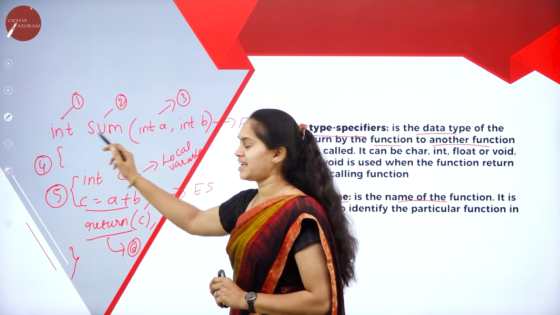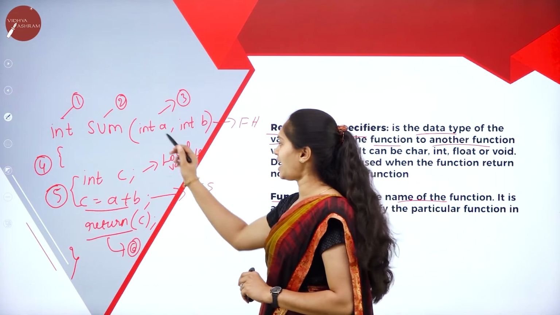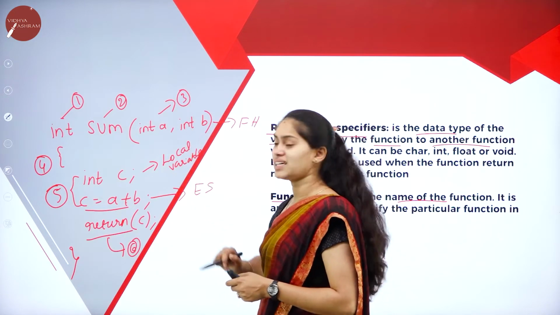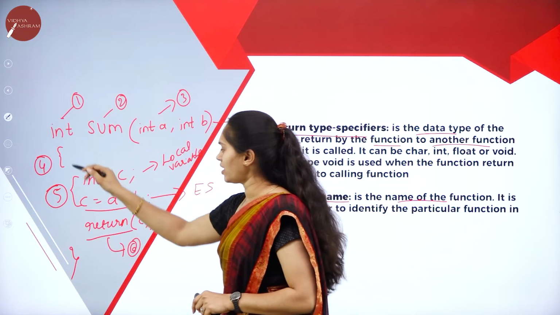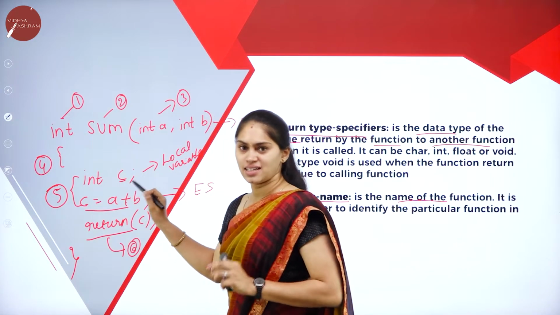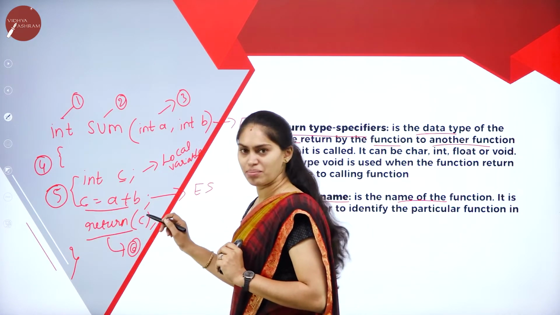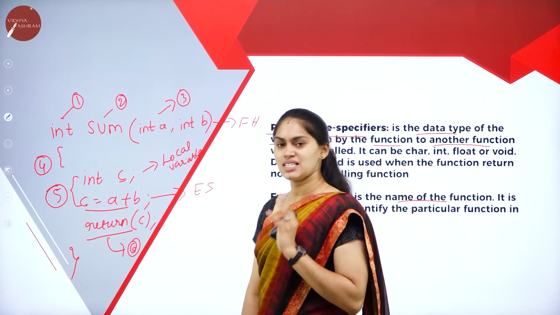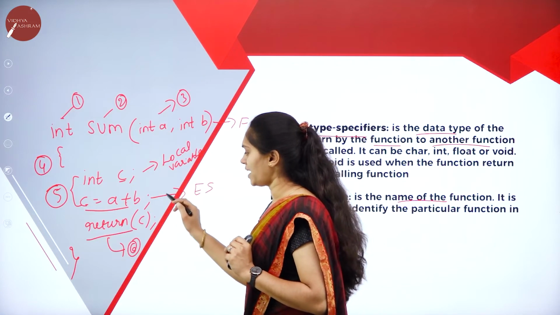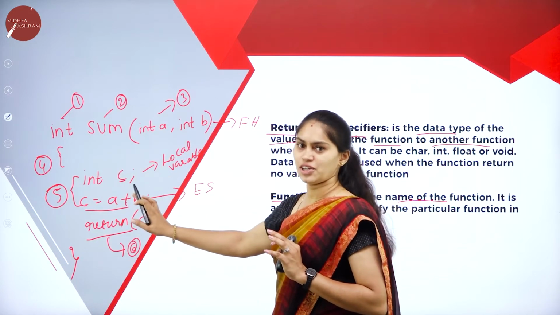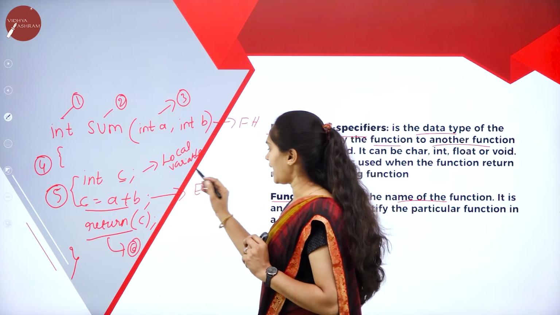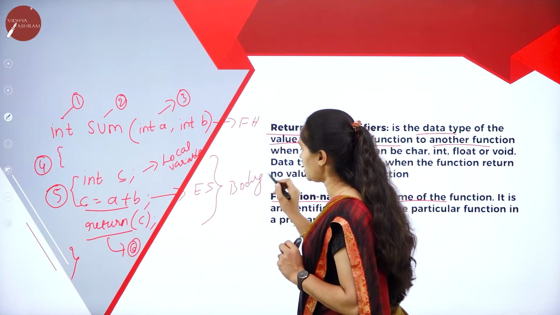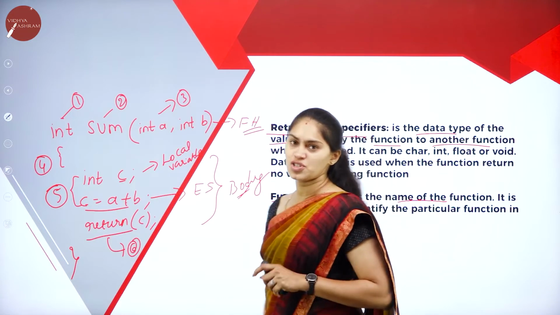So int is the return type, sum is the name of the function, and a and b are the arguments with their declaration. I am declaring them as int data type, and the local variable is c, and this is the executable statement, c is equal to a plus b. It is returning something back to the main function. The return value is c. Combining these local variables, executable statement and return statement, I can call all these together the body of a function, and this indicates the function header.